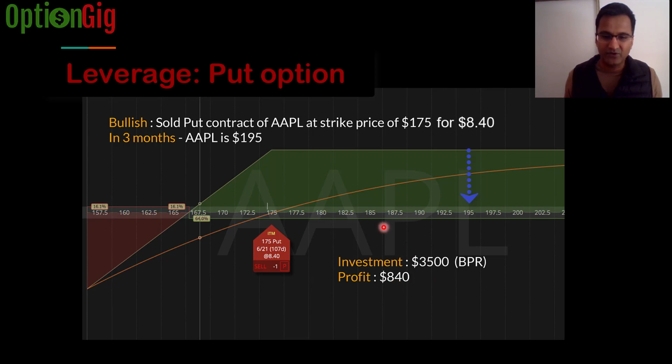Eventual profit is $840 because the stock is at 195. You'll make $840, and your ROI in this case is 24%. Much better than using just the stocks.